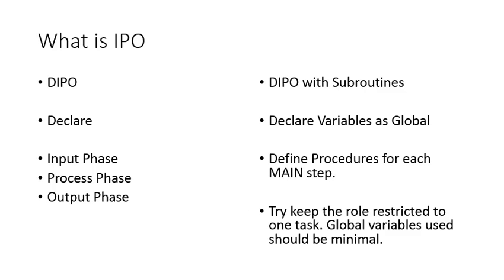So you will remember that when we started coding, we talked about the DIPO process, which stood for we declare our variables and we then broke our program down into three main phases: input phase, process phase, and output phase. When it comes to more complex problems, we replace the different phases with subroutines or procedures. The declaration becomes our global variables, and we then need to define procedures for each main step.